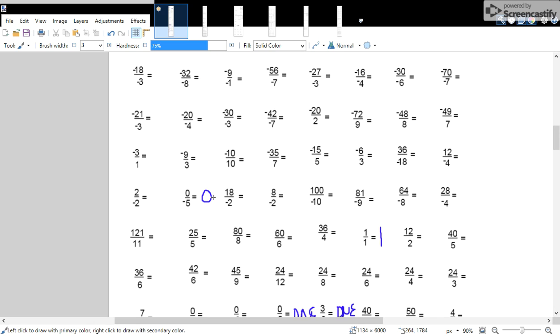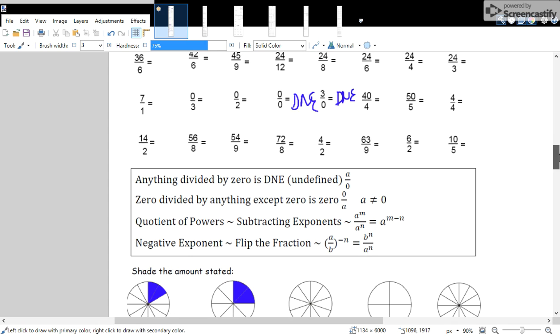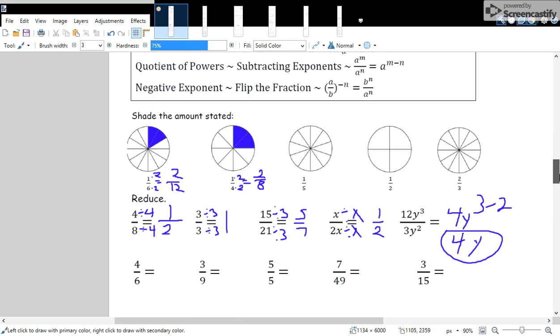If you look at some of these special situations, we have 0 over -5, that's 0. And if we have a 0 in the denominator, it's undefined, it does not exist. Anything divided by 0 is undefined, does not exist. 0 divided by anything except for 0 is 0. Okay, let's turn the page.